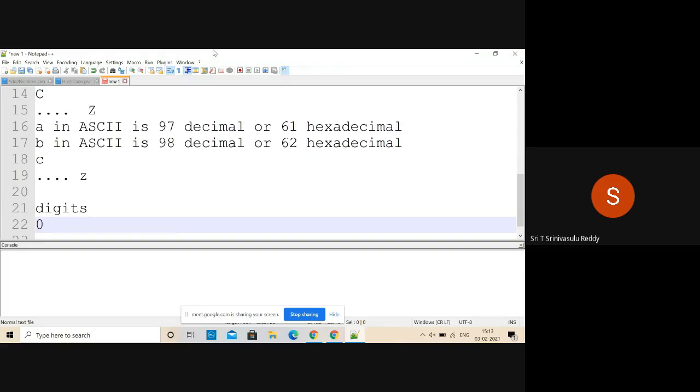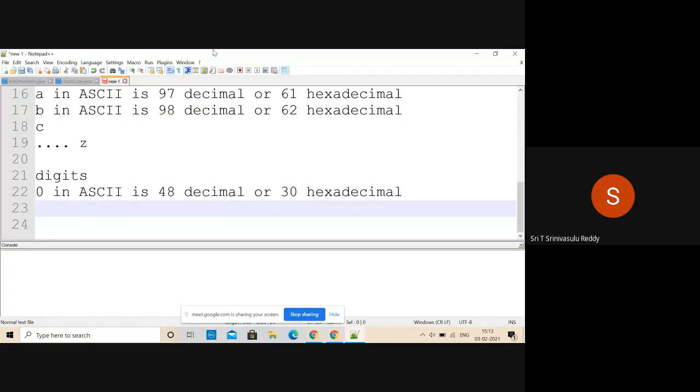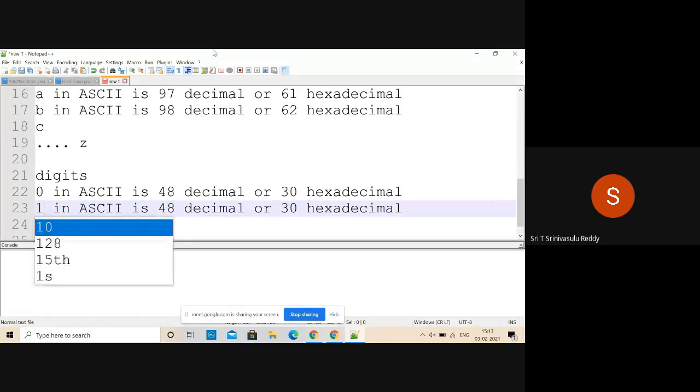Digit 0 in ASCII is actually 30 hexadecimal or 48 decimal. So this is how the 0 is represented. Naturally, all the consecutive things are going to be used to represent the next values.